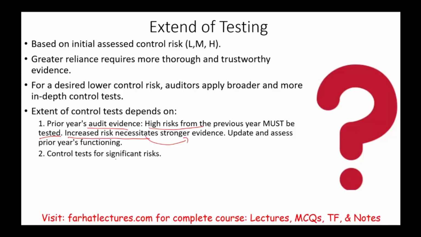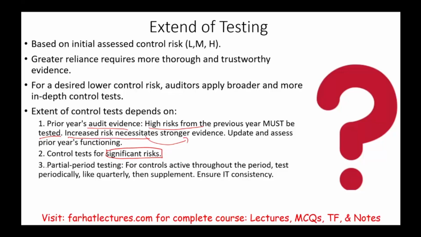Also, control risk for significant risks. If the risk is significant, well, the riskier the account is, the bigger the amount, the materiality, the impact of it, then the more work we have to do. Also, we can do partial period testing. For a control active throughout the year, we can test periodically, like quarterly, then supplement at the end of the year.